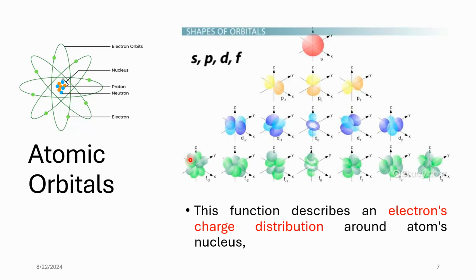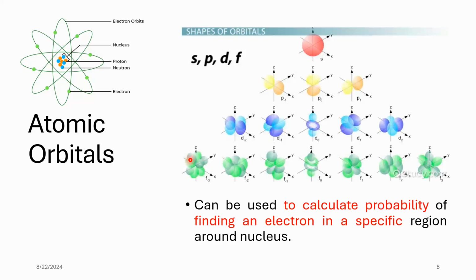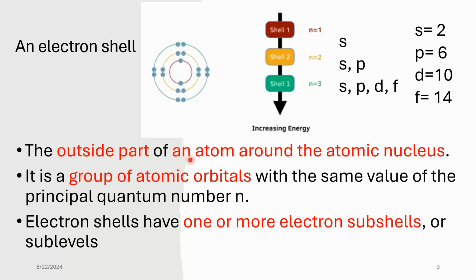So we have discussed orbitals, but what is a shell? A shell is a path taken by the electron around a nucleus, and the orbitals come in the shell. Each shell can have one or more orbitals. For example, shell 1 is the nearest shell to the nucleus of an atom.